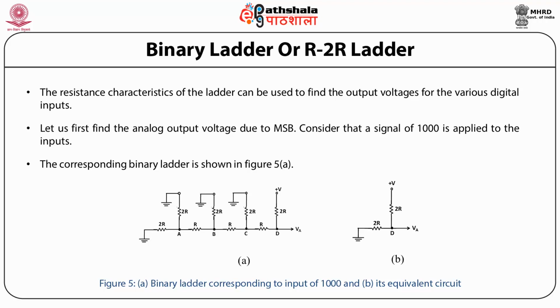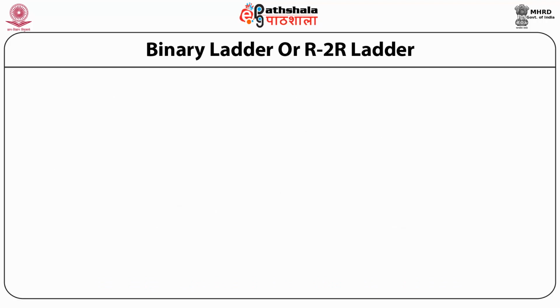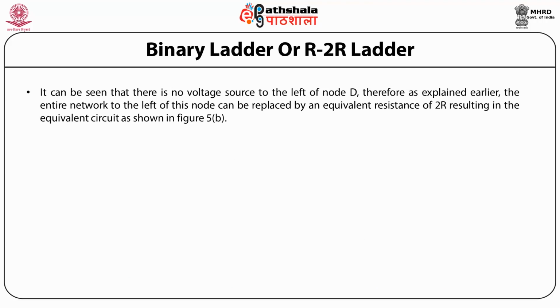Consider that a signal of 1000 is applied to the inputs. The corresponding binary ladder is shown in the figure below. It can be seen from the figure that there is no voltage source to the left of node D. Therefore, as explained earlier, the entire network to the left of this node can be replaced by an equivalent resistance of 2R, resulting in the equivalent circuit as shown in figure B.